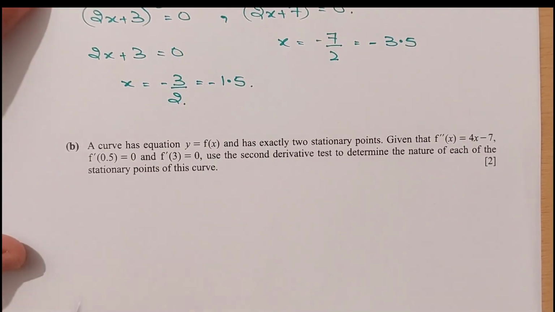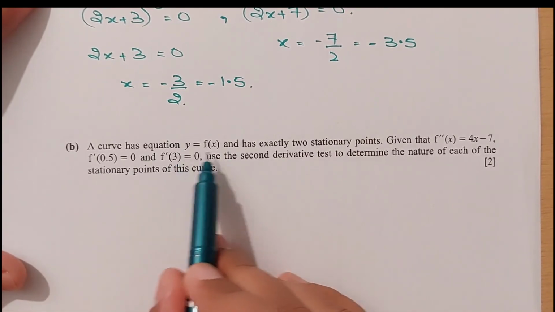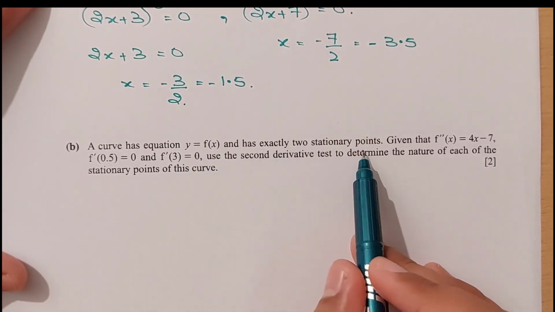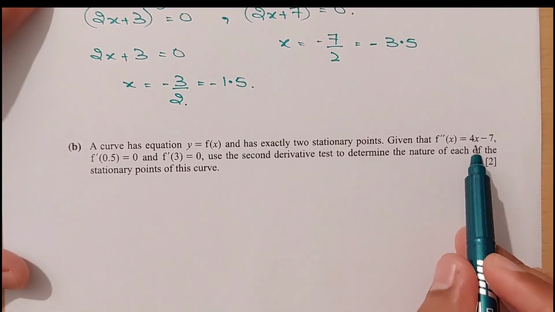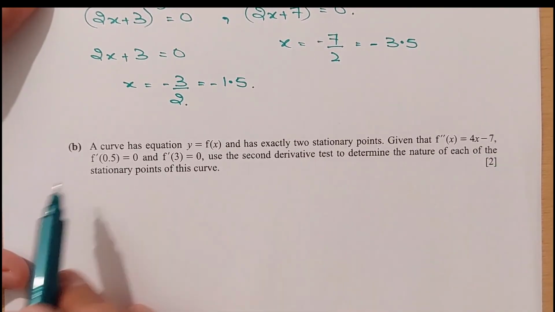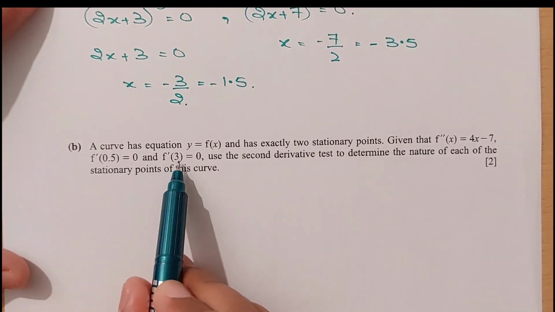Part b. A curve has equation y equals f of x. This is a different curve and has exactly 2 stationary points. Okay, given that the second derivative of the function is 4x minus 7, and the first derivative at 0.5 is 0, and the first derivative at 3 is 0.